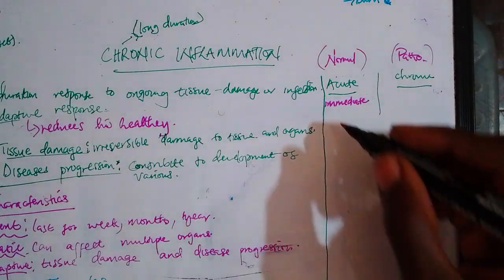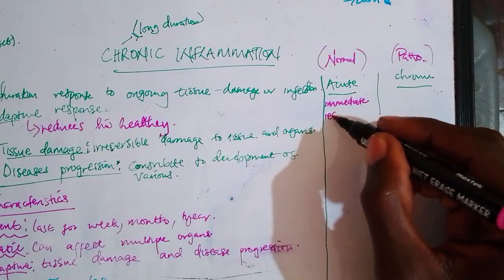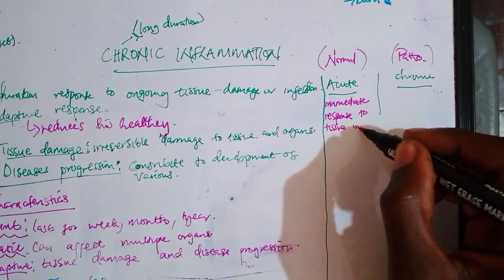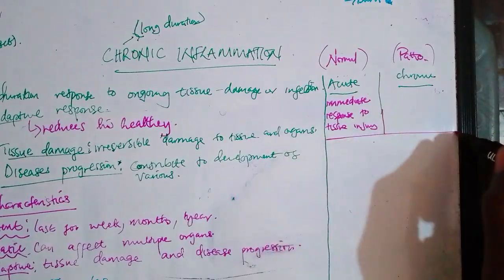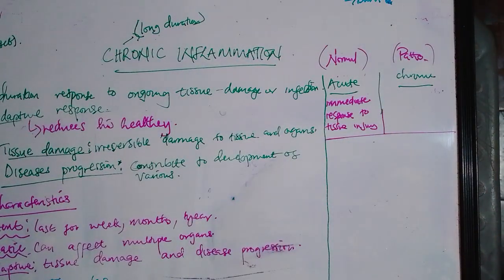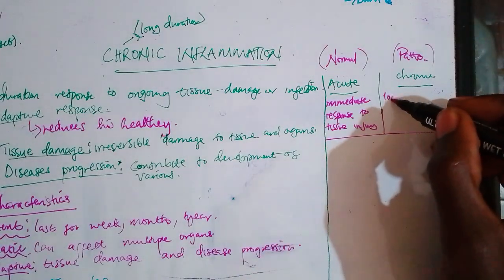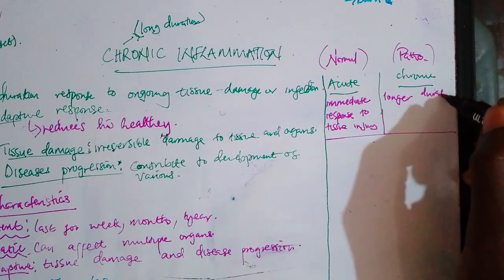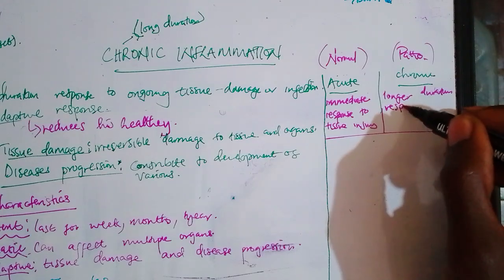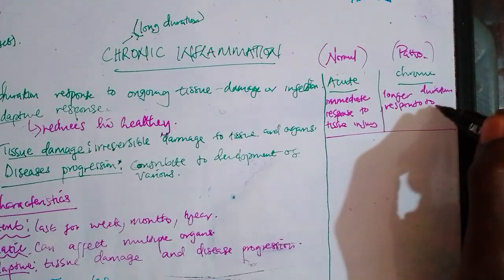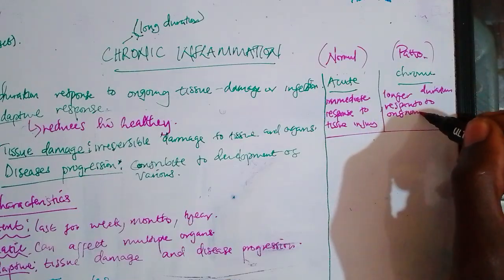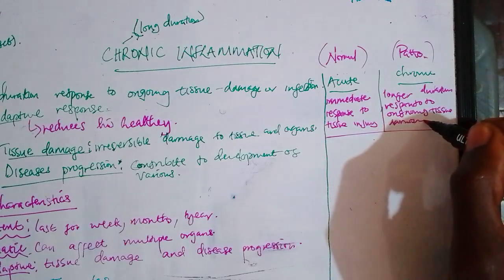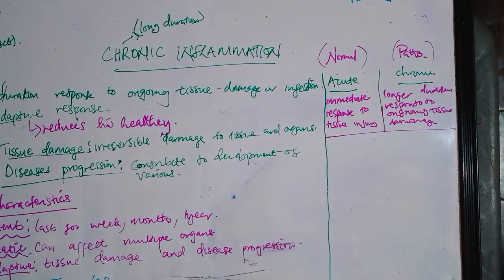So when we say acute, it is an immediate response to tissue injury. Then what is chronic? So chronic is a longer duration response to ongoing tissue damage. So this is immediate, this is long.